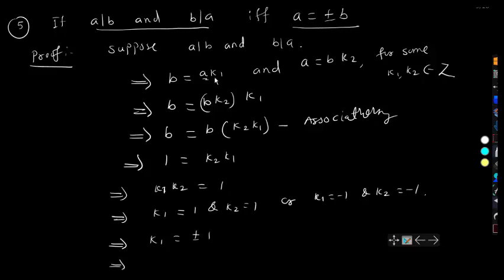This implies that B equal to A K1. So B is equal to A times K1, which is plus or minus, so B equal to plus or minus A, and this implies that A equal to plus or minus B. This is the proof of the first part. Let us see the proof of the converse part.